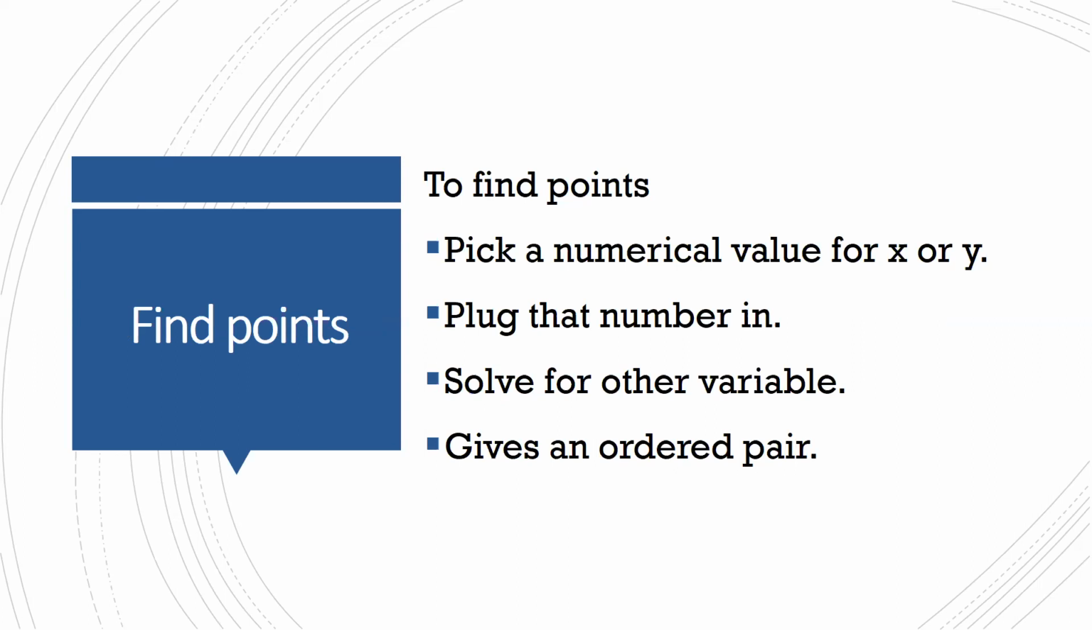Now, finding points algebraically is going to consist of just picking a numerical value for either x or y, plugging in that number for x or y. Let's say we picked a number for x. We plug in that number for x, we solve for y, and that gives us an ordered pair. A lot of times I call this the table method because when I do this, I often create a table with x in one column and y in another column, and I will just list out a bunch of different values for x.